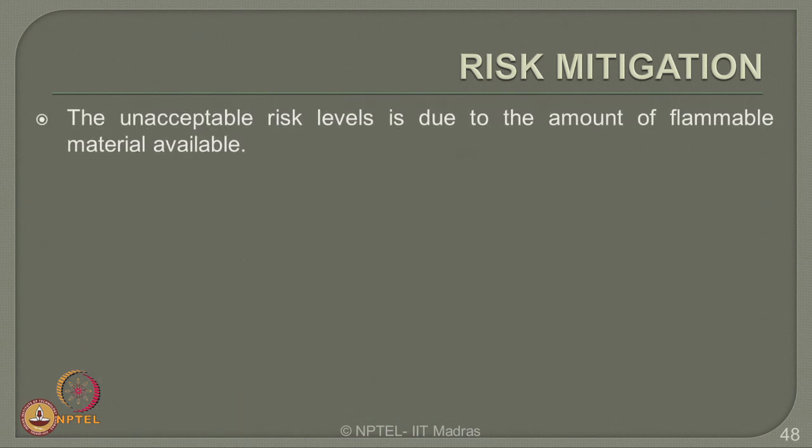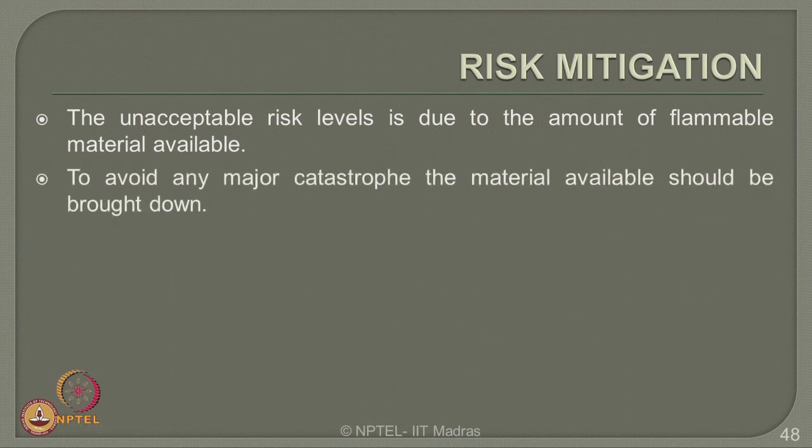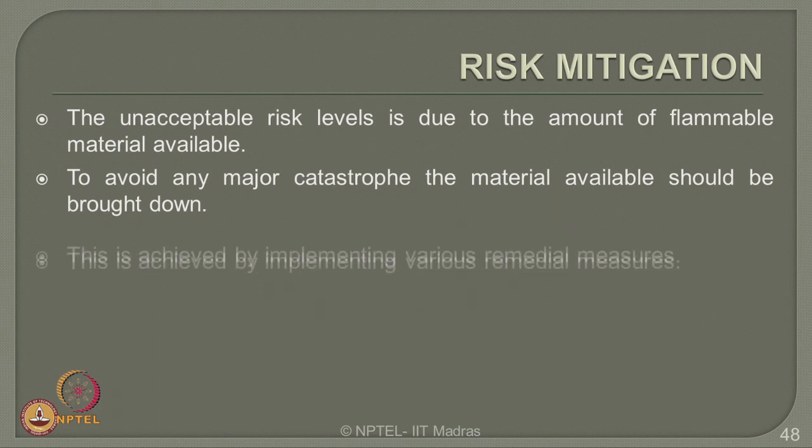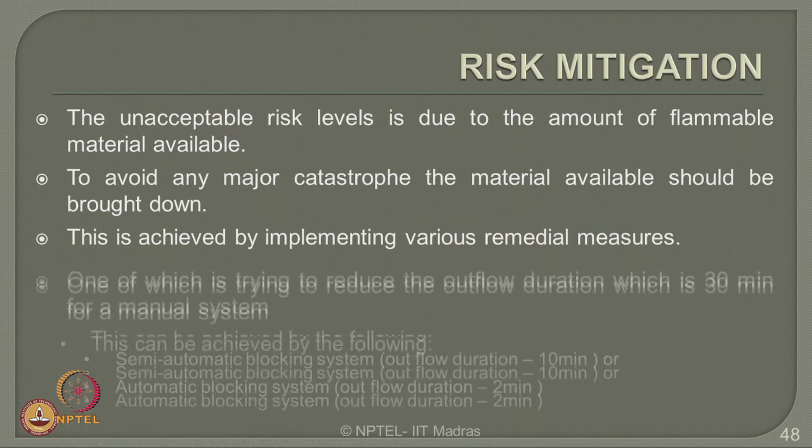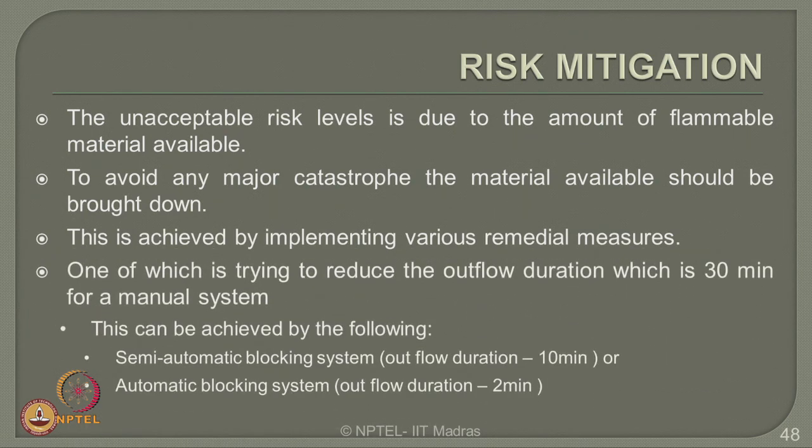The unacceptable risk levels essentially arise from the amount of flammable material available in the plant. To avoid any major catastrophe, the material available should be brought down. This can be achieved by implementing various remedial measures. For example, one of which is trying to reduce the outflow duration, which is 30 minutes, because the suppression system available in the plant is manual.